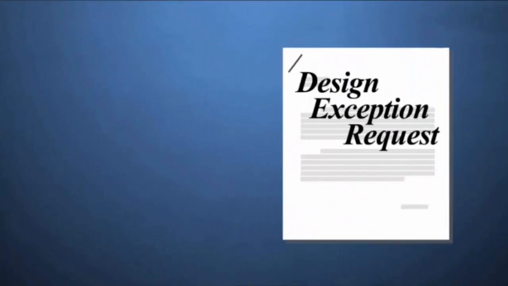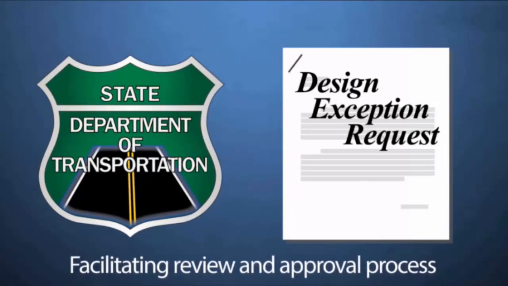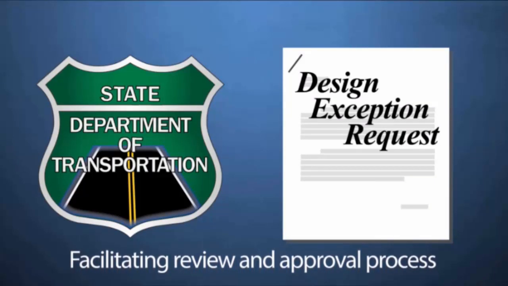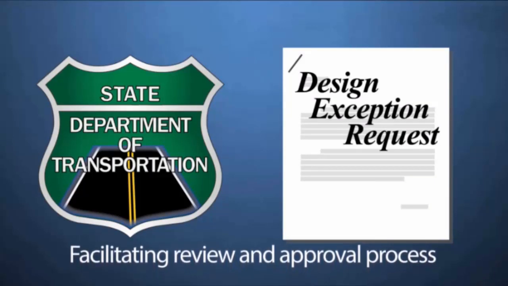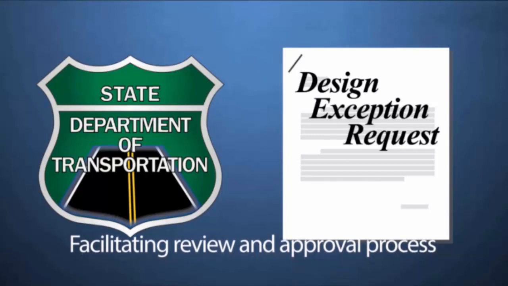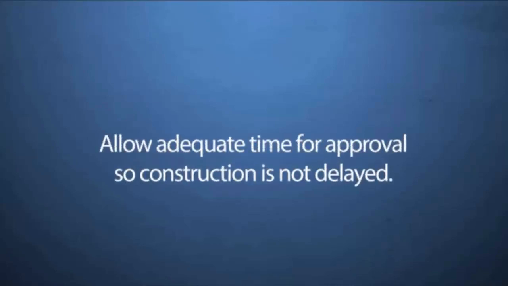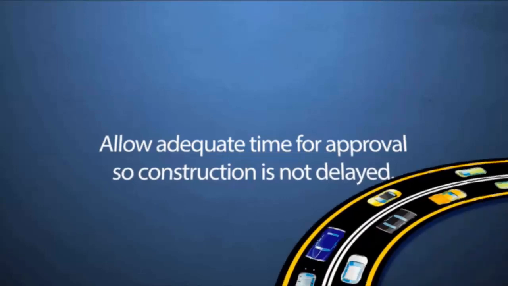Your completed design exception request should be forwarded to your State Department of Transportation, or State DOT, which is responsible for facilitating the review and approval process for design exceptions. Check your State DOT's procedures for design exceptions for projects located off the NHS. When a design exception is necessary, the key issue is to allow adequate time in your project planning to get the design exception approved so that your construction is not delayed.